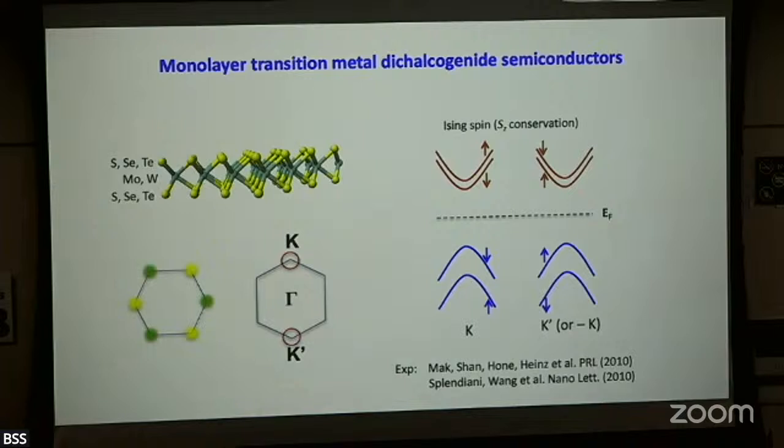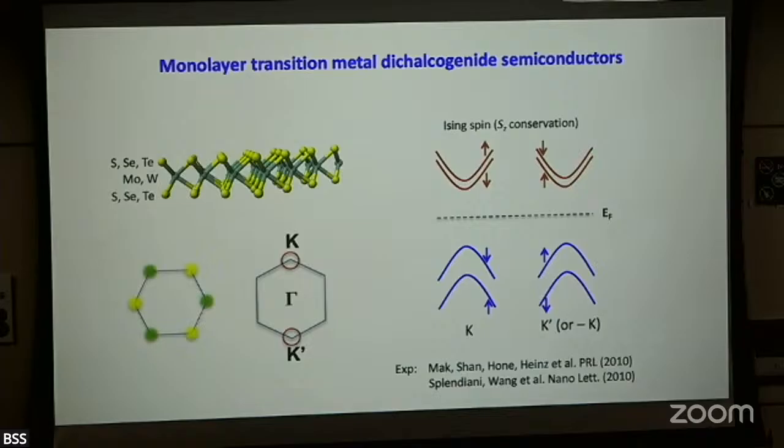But this material itself has a time reversal symmetry. So that means, from the K point of the Brillouin zone to the K prime or minus K point, the spin has to flip to preserve time reversal symmetry. So this material has this double degeneracy, spin and valley are coupled. So this is different from graphene. There you have fourfold degeneracy. Here it is just double.